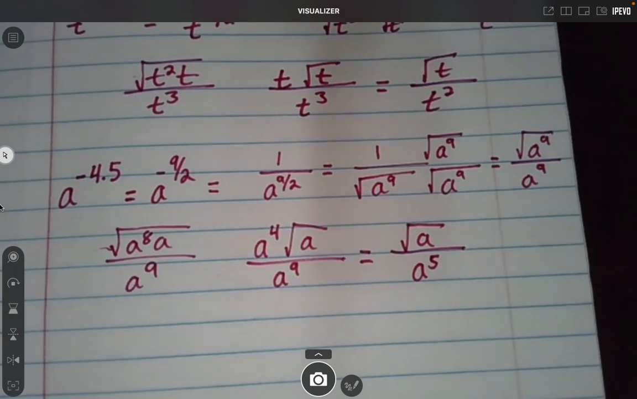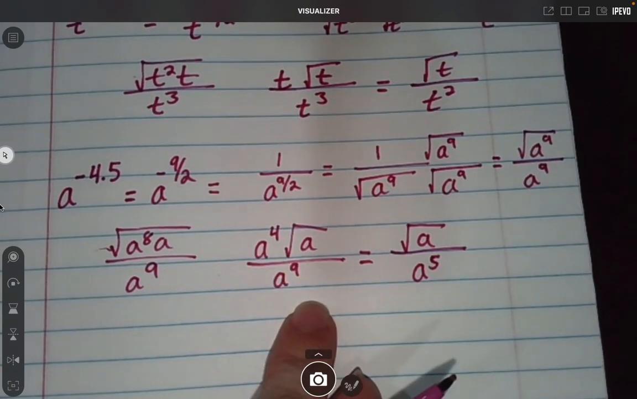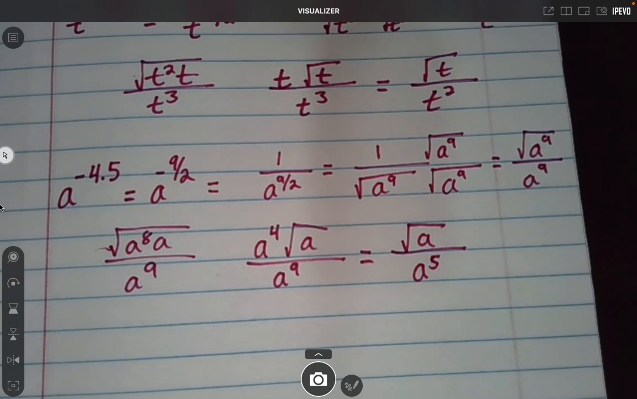What happened to the a to the 4th? There were 4 up here and 9 down here. So watch. You basically subtract. It would be like having 1, 2, 3, 4. You combine like terms. 1, 2, 3, 4, 5, 6, 7, 8, 9. So that's a to the 4th, and that's a to the 9th. Those would cancel out. So your square root of a is left over, and how many a's are down here? That's what happens.